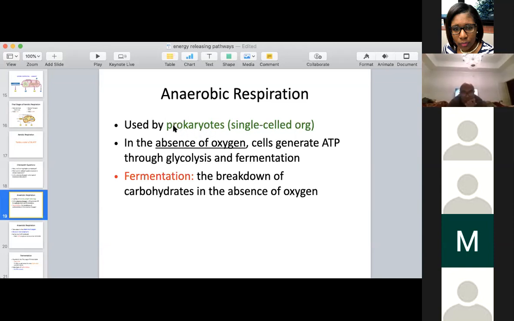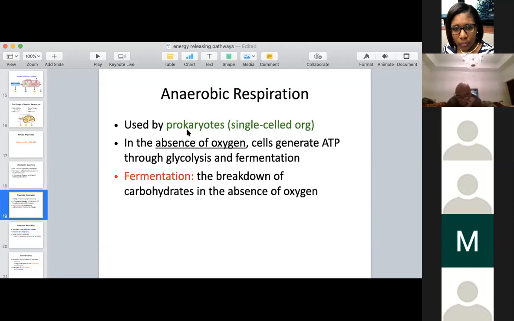We said that aerobic respiration was utilized by eukaryotic organisms. In the absence of oxygen, cells generate ATP through a process known as glycolysis and fermentation. Now, we saw glycolysis in our cellular respiration process, and that's how they all start out the same. Those initial steps of breaking down glucose are going to be the same whether oxygen is available or not.